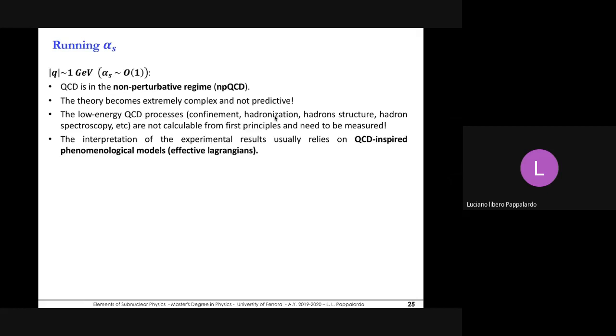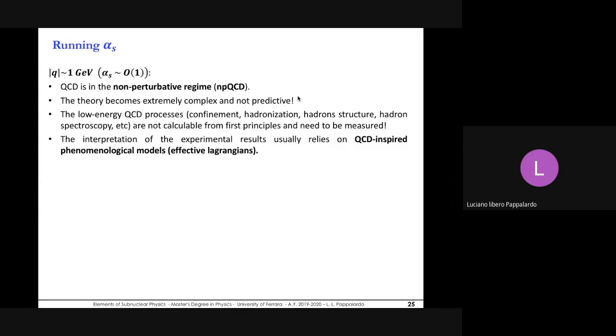Now, still on alpha S. When we work at a scale of the order of 1 GeV, alpha strong is quite large. It's very large actually, of the order of 1. So in this regime, QCD is non-perturbative. This is the non-perturbative regime of QCD in particular. The theory becomes extremely complex. You cannot make perturbative calculations, and therefore it becomes not predictive. That's the main difference, the main problem of QCD compared to QED.